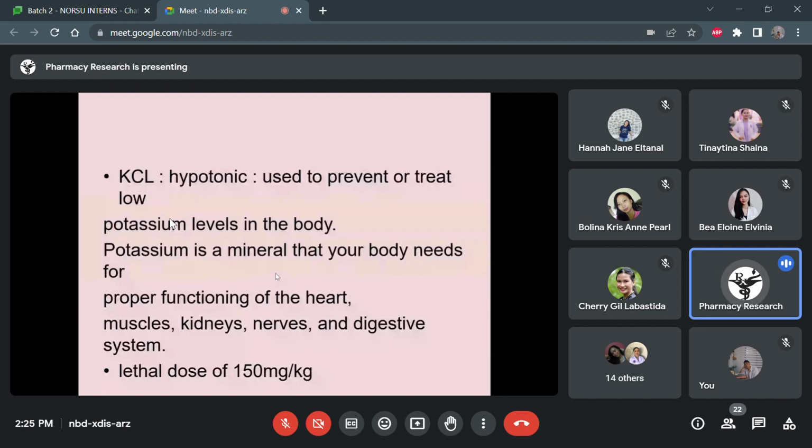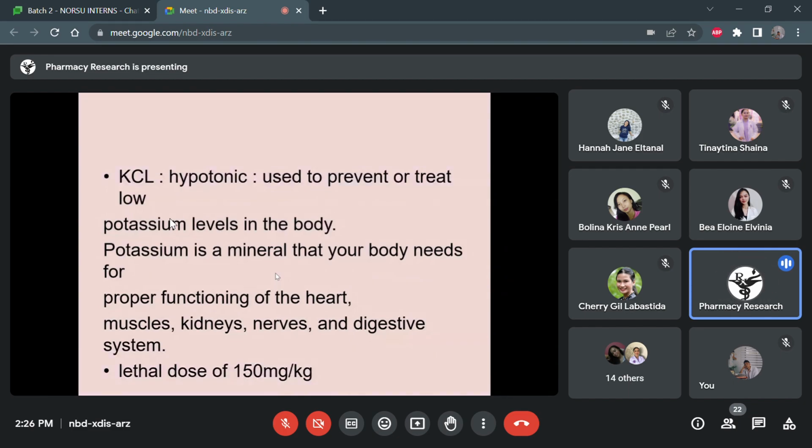So the use of potassium chloride, the polyamp, the orange one, is added to NSS polyamp or D50. It prevents or can treat low potassium levels in the body. Potassium is a mineral that your body needs for proper functioning of the heart, muscle, kidneys, nerves, and digestive system. The heart needs potassium for proper beating. Once the potassium is increased, there's a chance of irregular heart beating.